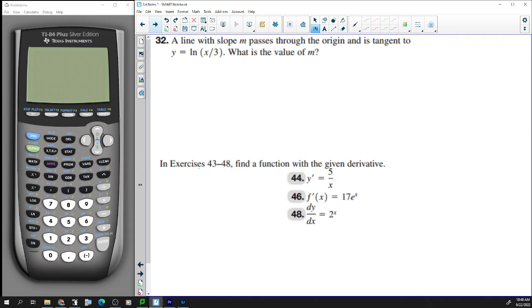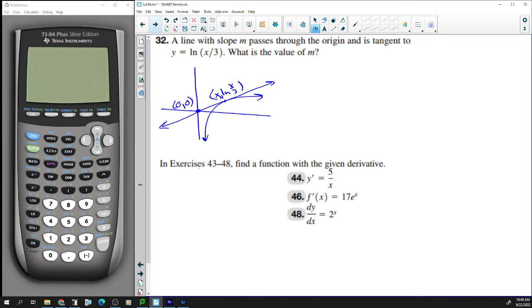Very similar to the one we did in the example. A line with slope m passes through the origin and is tangent to that. What is the value of m? What's the slope? So natural log of x over 3 kind of squeezes this a little bit, but the shape is still pretty much the same thing. So a line goes through the origin and it's tangent to this graph, like that. Something like that. So we have x, natural log of x over 3 as a point, and we have 0, 0 as a point.